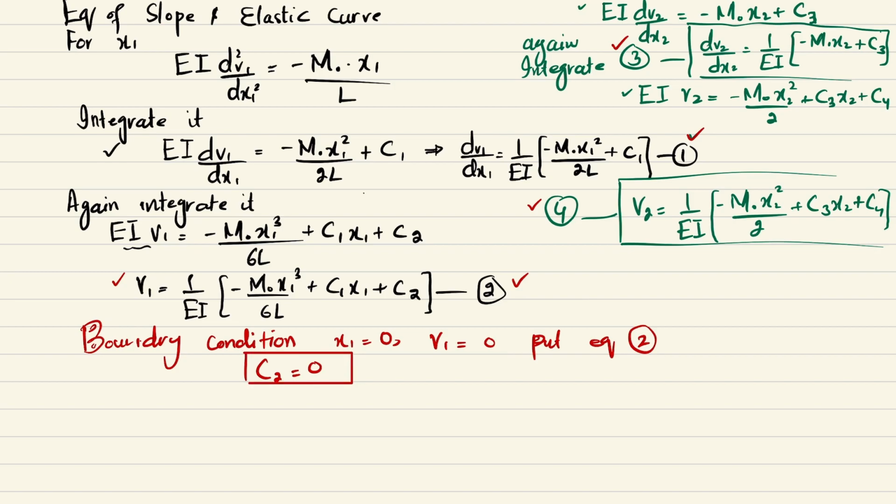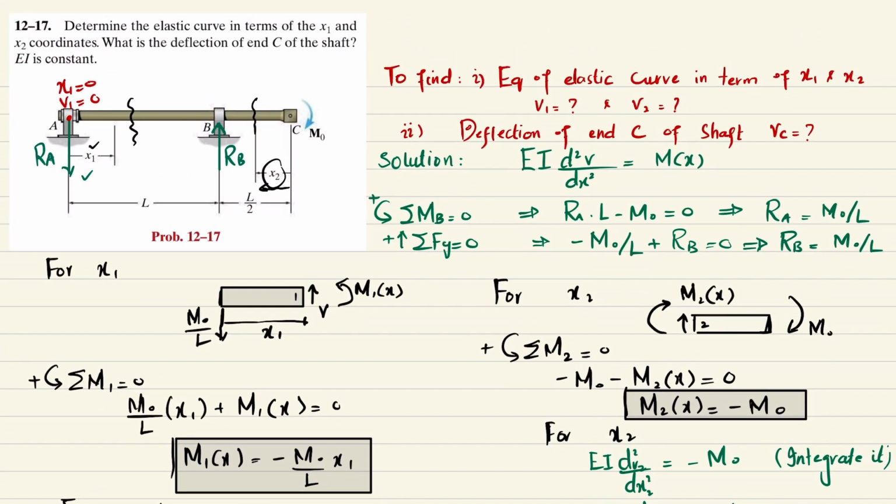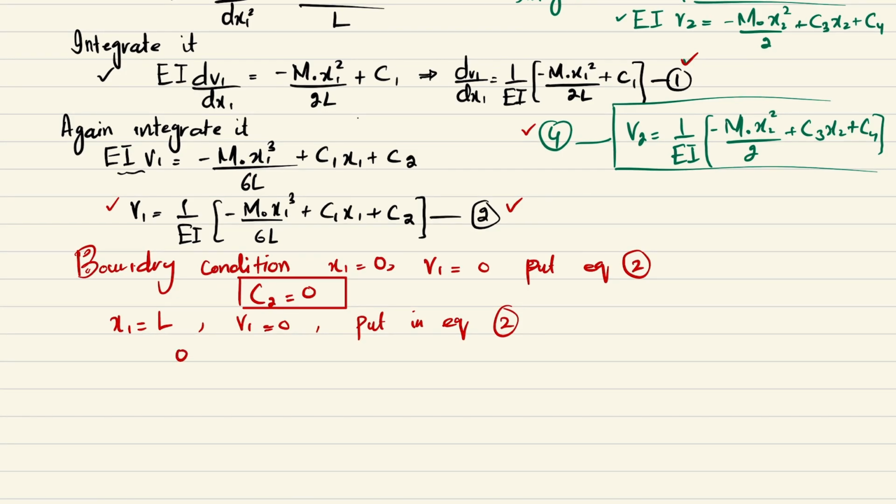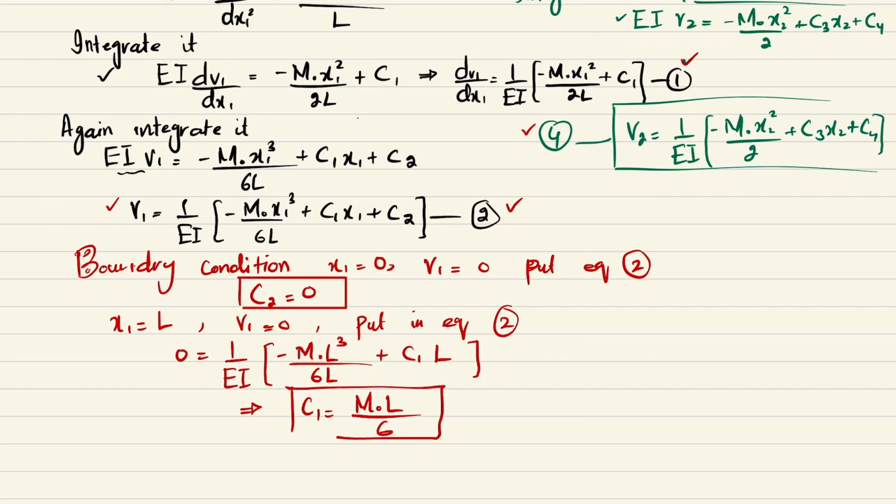Now we will use another boundary condition, that at x1 equal to L, we have v1 equal to 0. Again you have to put it in equation 2. You can see x1 is equal to L, and here v1 is also 0 because there is a support. So we have 0 is equal to 1 over EI, and we will have minus M naught L³ over 6L plus C1 L, and C2 is equal to 0. From here you will get C1 equal to M naught L over 6. So you have C1 and C2.